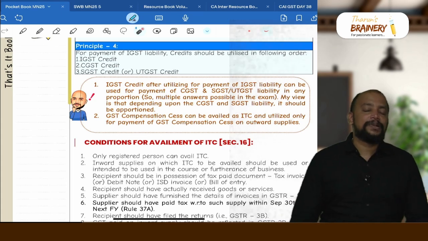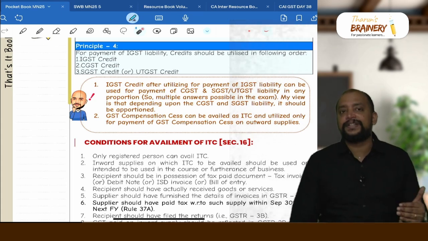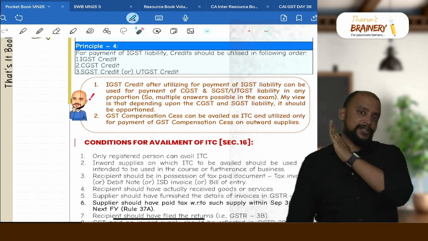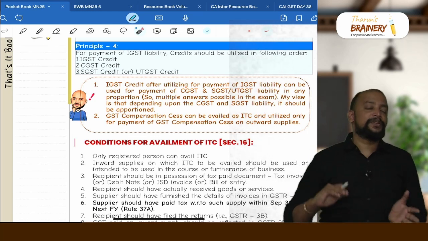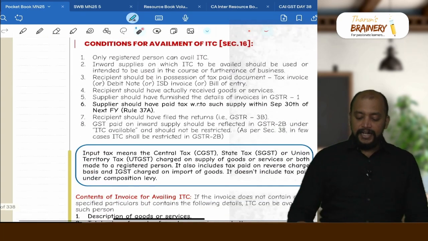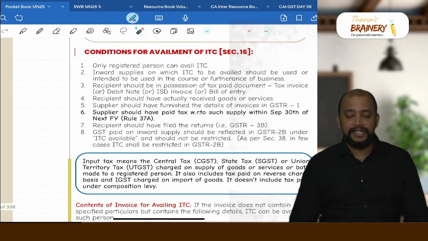And can the GST compensation cess be taken as credit? Yes, GST compensation cess can be taken as credit, but that should be utilized only for payment of GST compensation cess, which means that if you have GST compensation cess in the outward liability, then only you take credit, otherwise don't take the credit. Then conditions for availment of ITC are given in section 16.